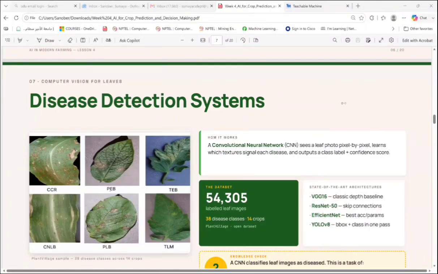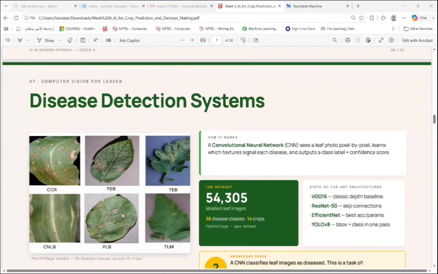If you see on the screen, you have corn common rust, potato early blight, tomato early blight. The first one over here is the corn common rust. The second one is a potato early blight. The third one is the tomato early blight. The fourth one is a corn northern leaf blight. The fifth one is a potato late blight. And the sixth one is tomato leaf mold. Now, these six classes are frequently used in machine learning and computer vision datasets for crop disease detection from leaf images.